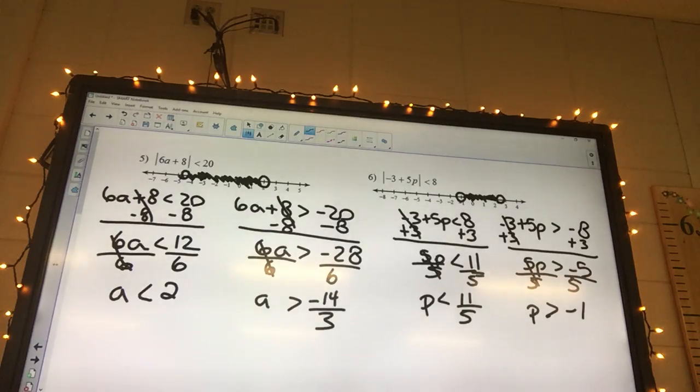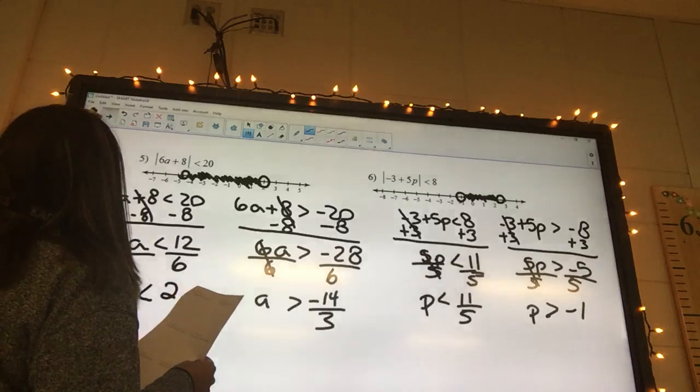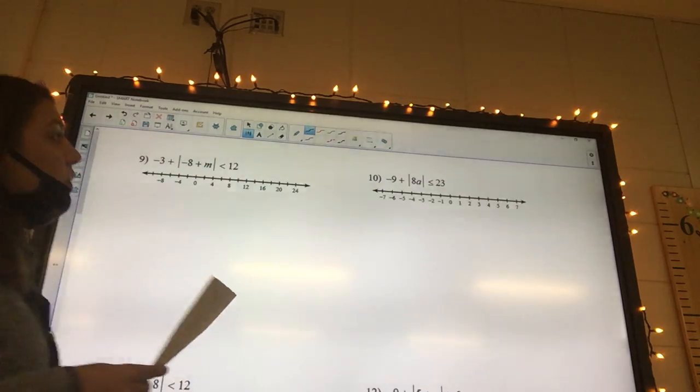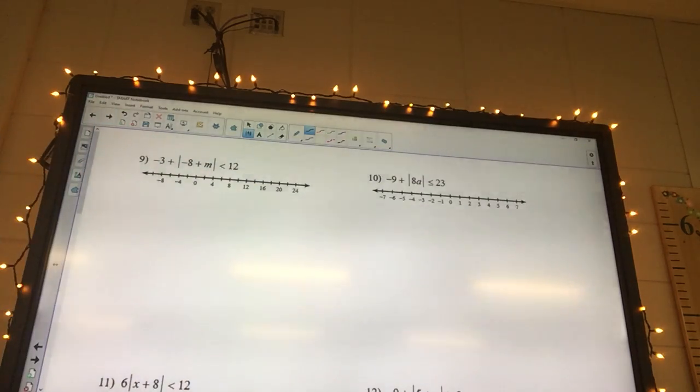Okay, go to number 9. Okay, so these are the ones where there's stuff on the outside. Everything after 9 has stuff on the outside. So you need to move all the stuff on the outside first, and then you can set them twice and one equal to another. Okay, so what do we need to move first?